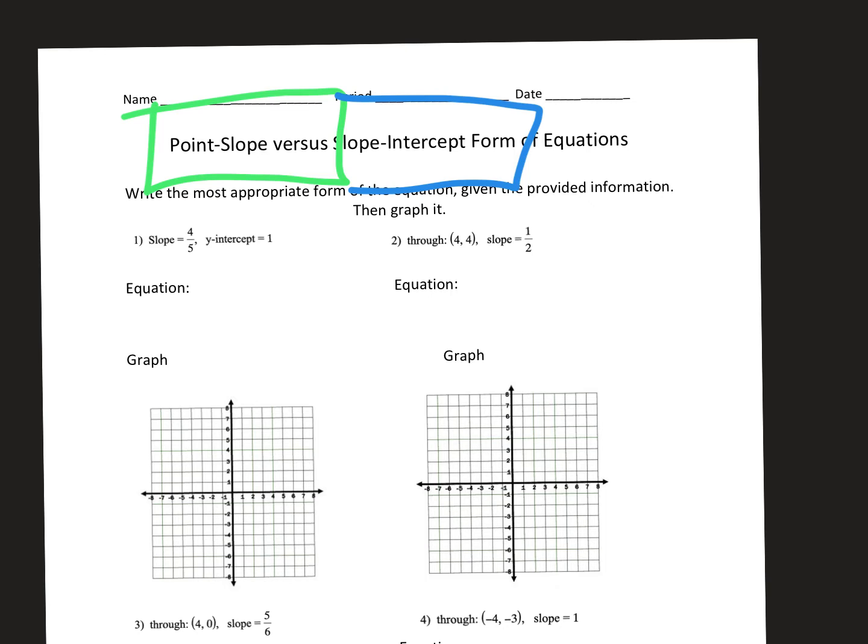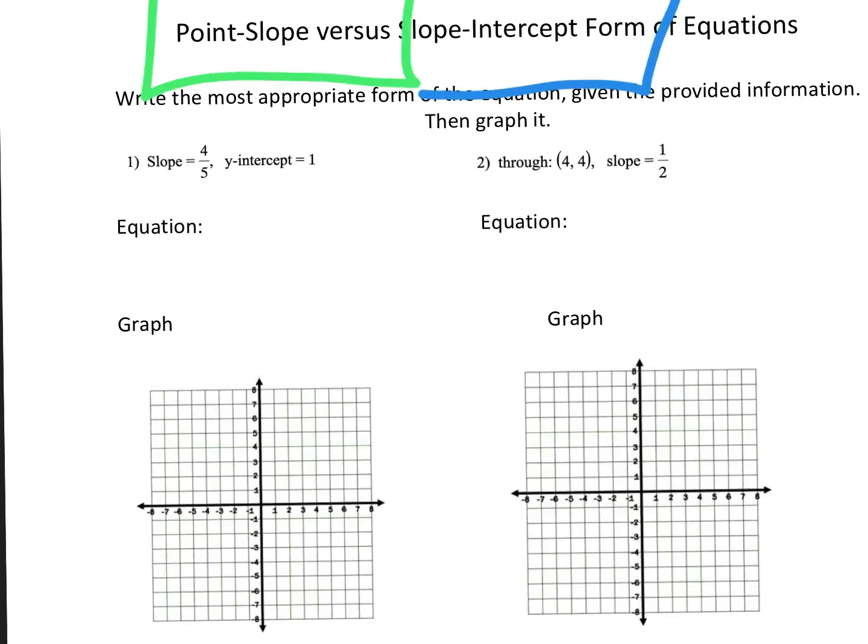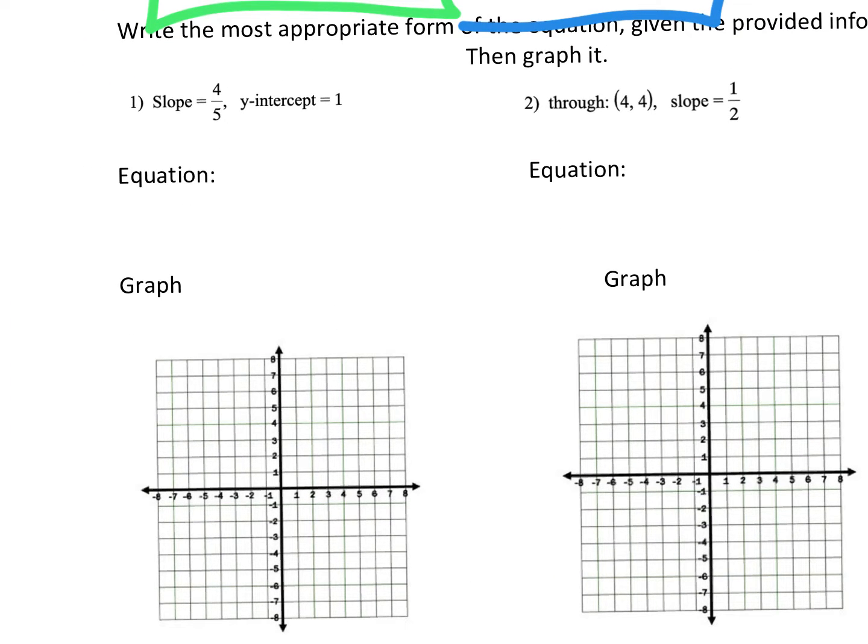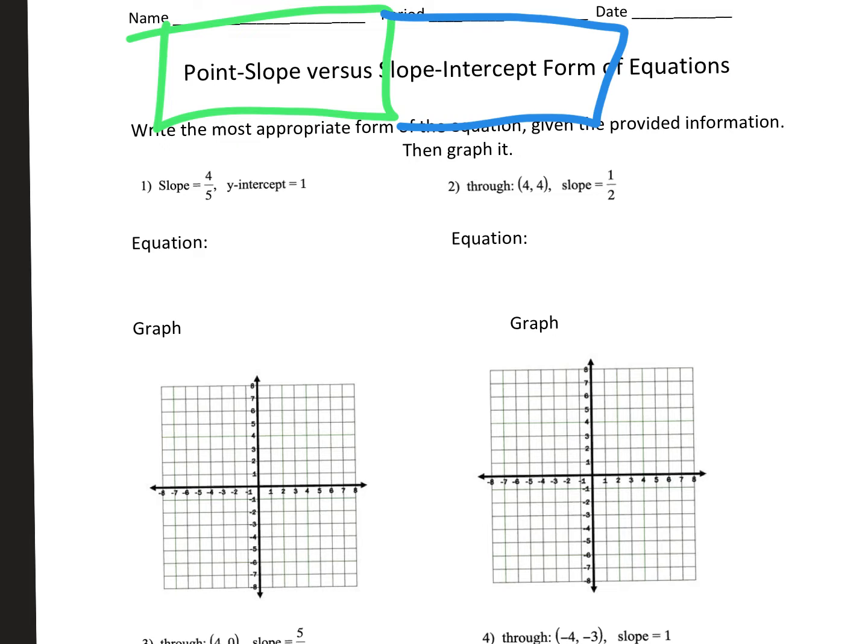All right. So we're going to zoom in on number 1. Okay. So some of these you're going to write an equation in slope intercept form, and some of these you're going to write an equation in point slope form. So question number 1, it's all based on the information that it gives you, which version makes sense. If I gave you a slope and I gave you a y-intercept, what makes sense? That would be slope intercept form, right?